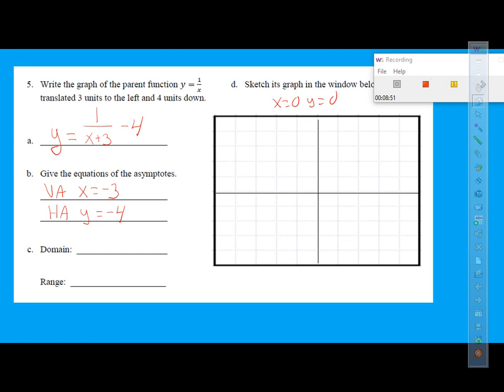Now, I'm going to go ahead and draw those in real fast. I'm going to go ahead and count by 2s. I'm going to count 10, negative 10. I'm going to count by 2s here also. I'm going to draw a vertical asymptote at x = -3, which will be right there. Now I'm going to draw a horizontal at y = -4.